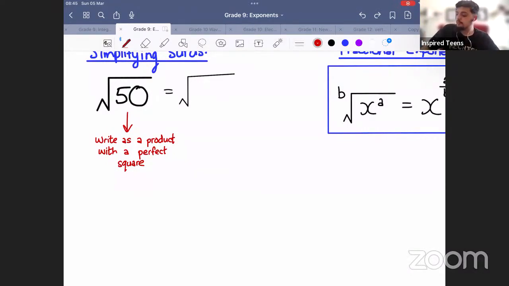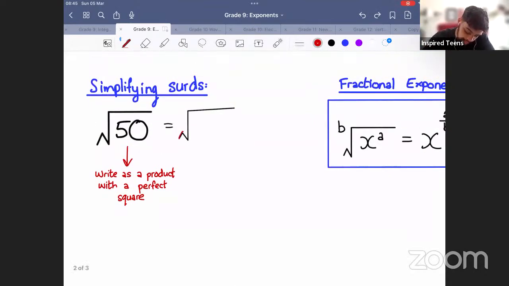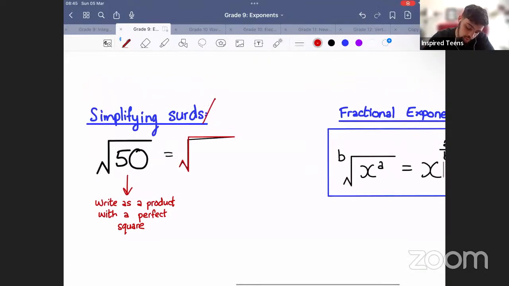2 is not a perfect square. What is a surd? Okay, a surd is represented by this symbol here. I think maybe you guys use the term square root or something, or just a root in general. What term do you guys use? A surd is basically this. It's represented by that root.